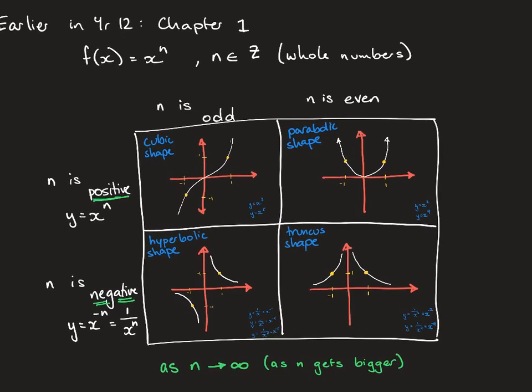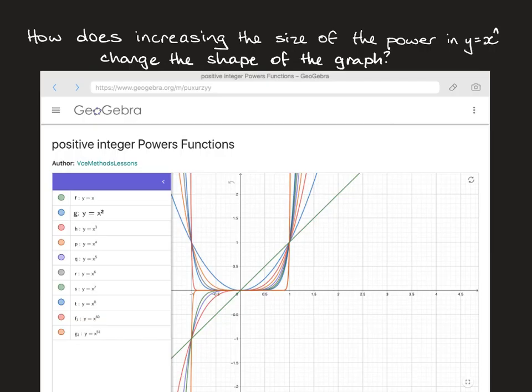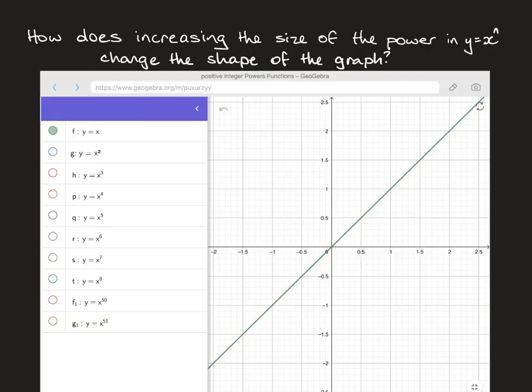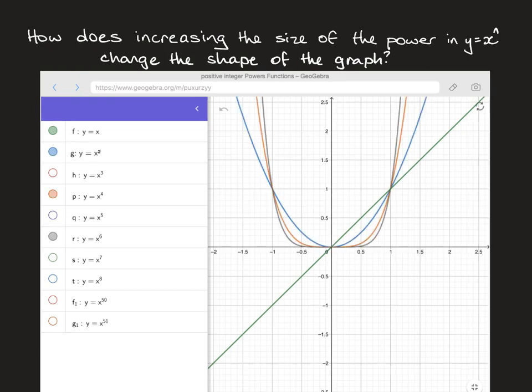So what I want to look at next is what happens to these functions and the shapes of the graph as n gets larger and larger. How does increasing the size of the power in y is equal to x to the n change the shape of the graph? Well, let's have a look at the even numbered powers first. On the graph, I've got the line y is equal to x, and have a look at the shape of the graph of these parabolas and see how they change as the power increases. This is x to the power of 2, 4, 6, 8, and 50.